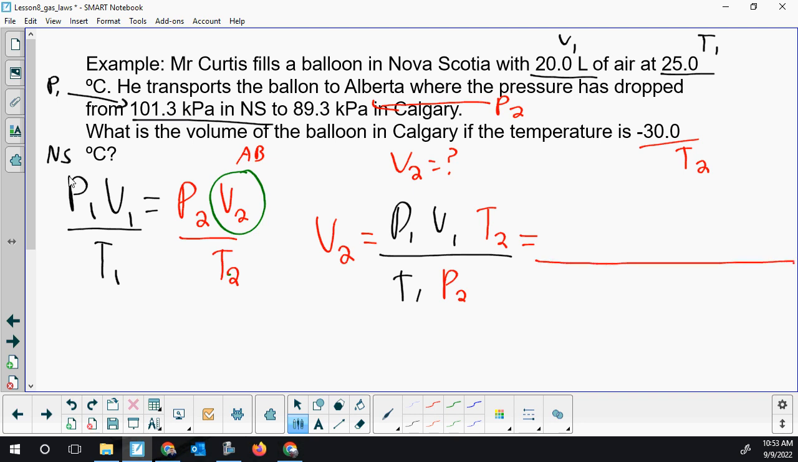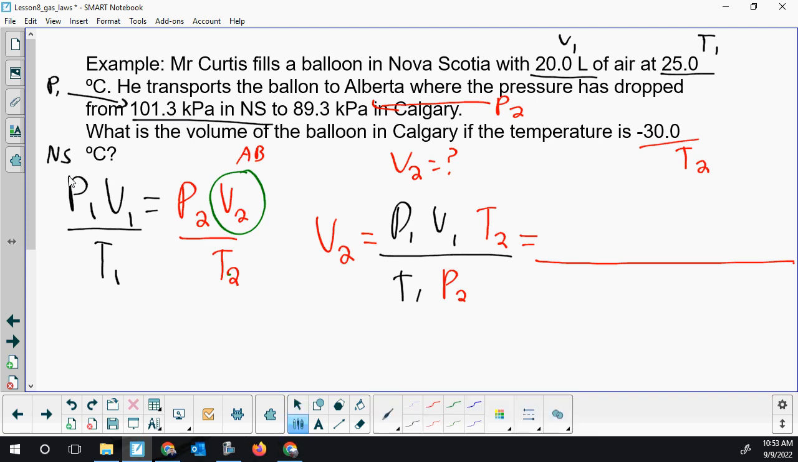Try to plug that all into a ratio on the right-hand side of the board. Now, you can use any units you want as long as A, they're absolute, so no Celsius, and B, they match. So any pressure units can work, any volume units, again, just have to be matching. So let's get started. I'm going to start with my pressures.